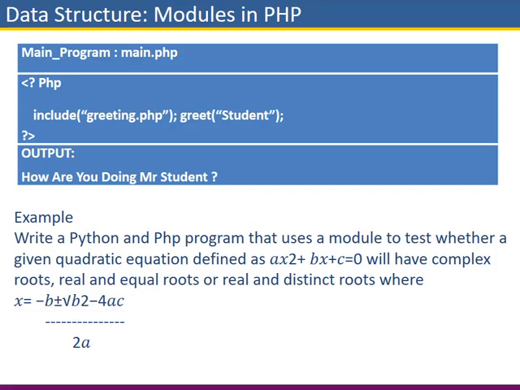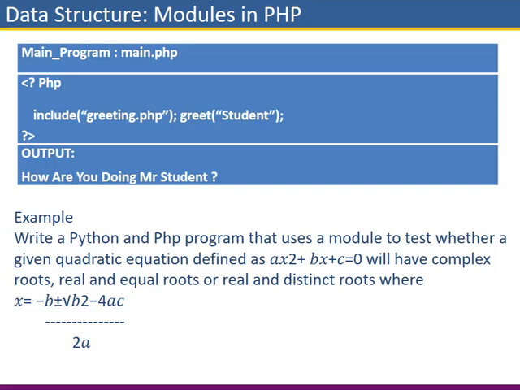So let's see another example again. Write a Python and PHP program, together, with the same example. Write a Python and PHP program that uses a module to test whether a given quadratic equation, defined as x squared plus bx plus c equal to 0, has complex roots, real and equal roots, or real and distinct roots.